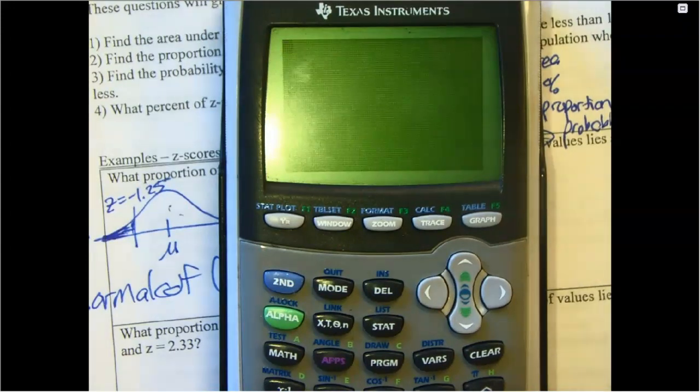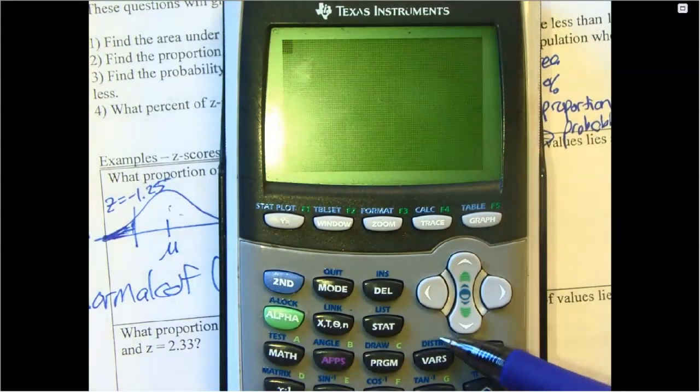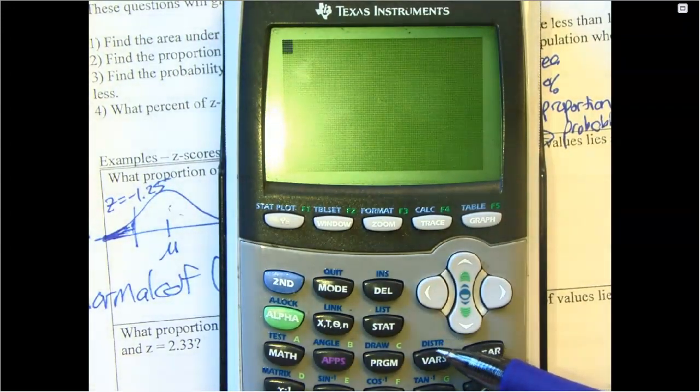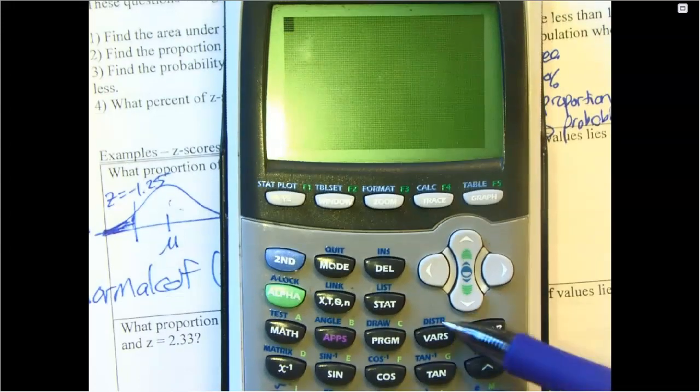Let's go to your calculator. And you want this, like you see up here above bars where it says DISTR, right here, where that is. So DISTR stands for distributions. We want to hit that.